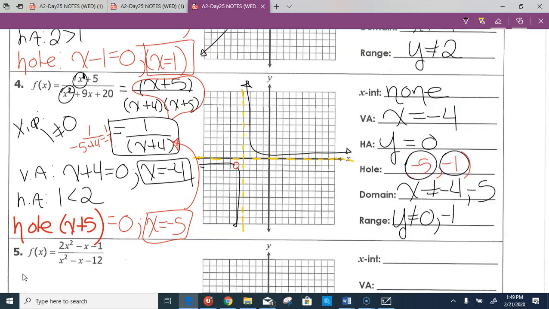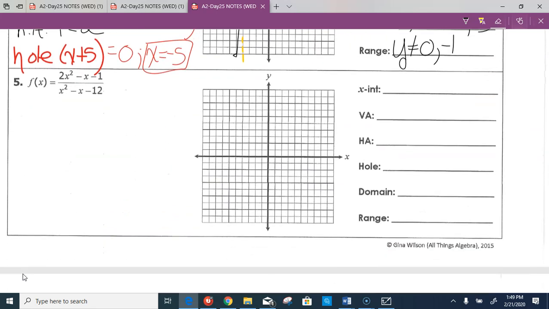Whoops, I didn't mean to make a line. Here we go. Number 5's example. Let me go ahead and get this locked down.